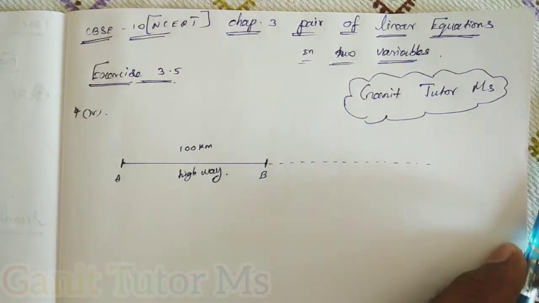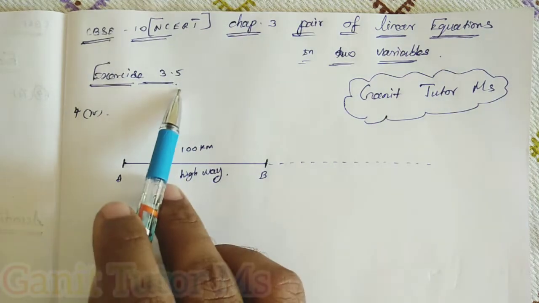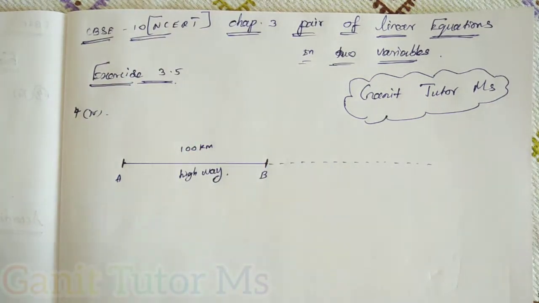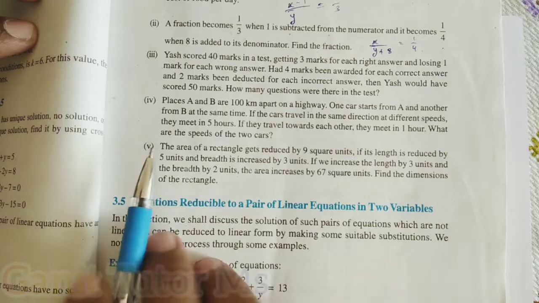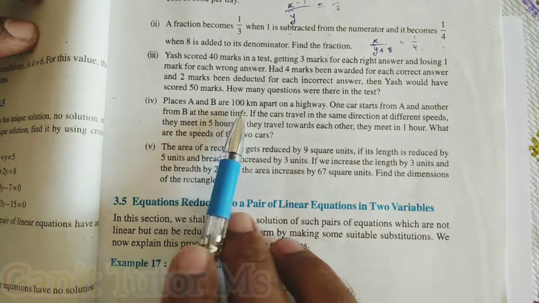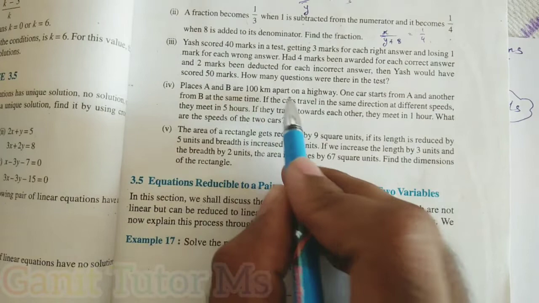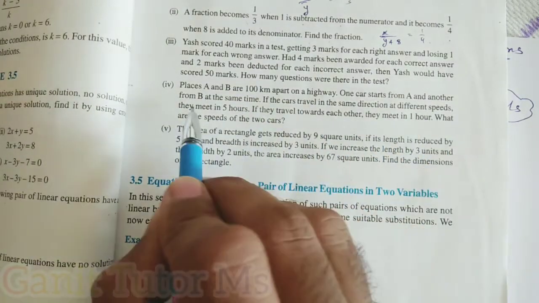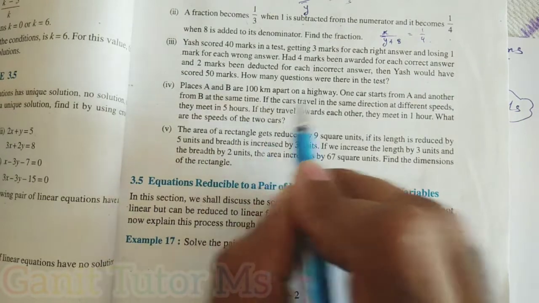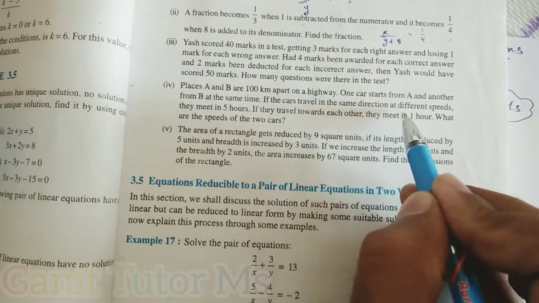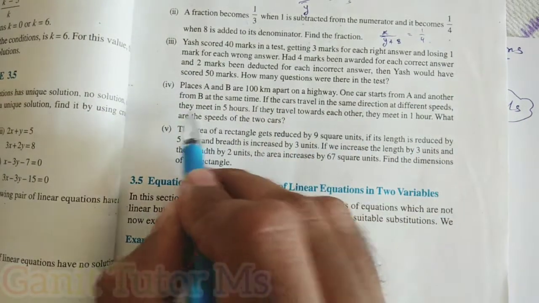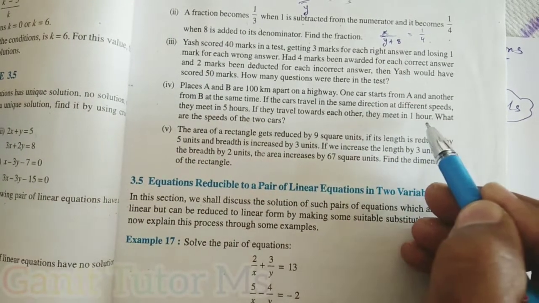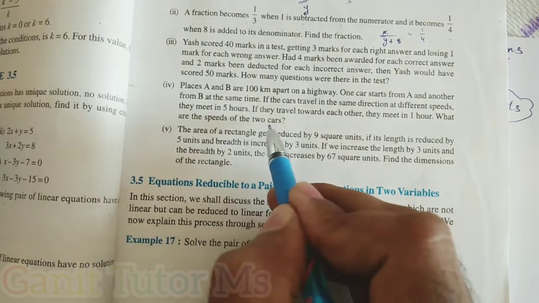I'm going to solve the problem. Exercise 3.5, fourth problem, subdivision number 4, chapter 3, 10th standard. Actually, what they given in this problem: places A and B are 100 kilometers apart on a highway. Once a car starts from A and another from B at the same time. If the cars travel in the same direction at different speeds, they meet in 5 hours. If they travel towards each other, they meet in 1 hour. So what are the speeds of the two cars?